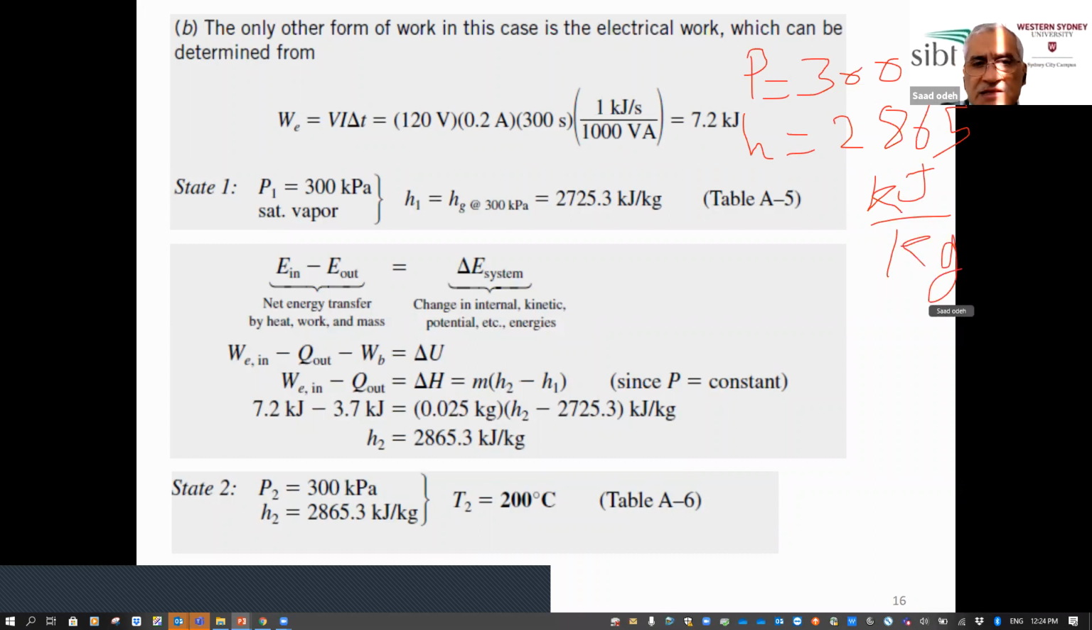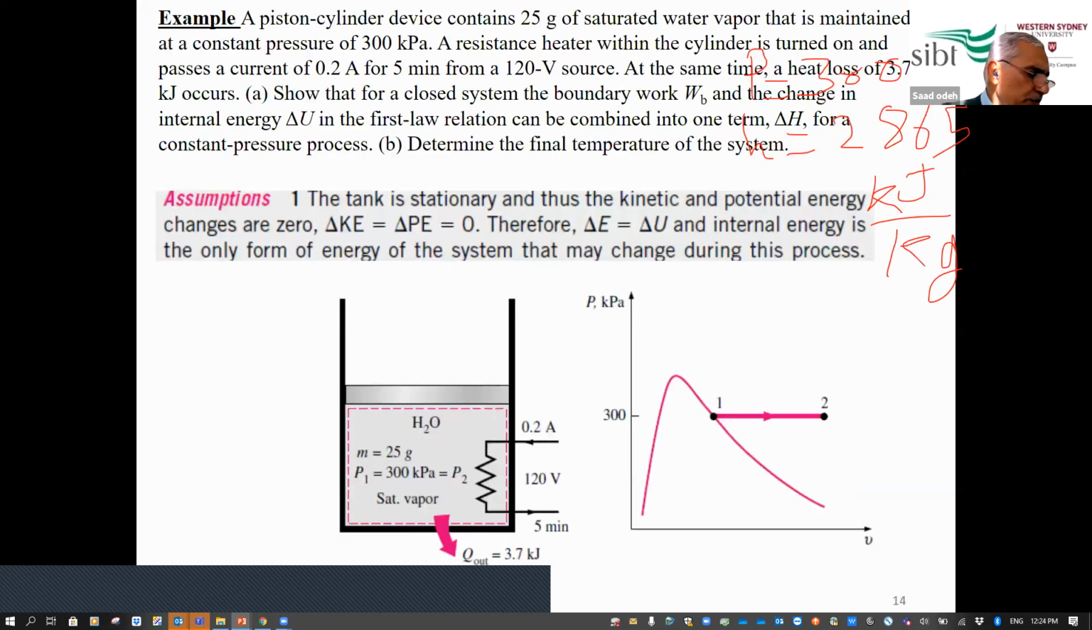Okay, so if I take this to the table, I want to find what's the T2. Remember, we are working in the superheated steam region, correct? Because if I take you back to the drawing, can you see this drawing? Stage 2 is far away from the saturation line. So if it's away from the line, it means we are in the superheated region, which means that we need to use different tables.